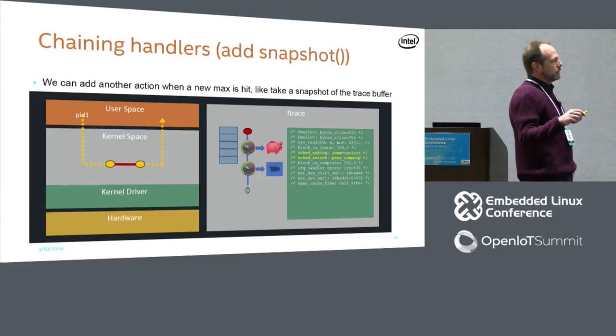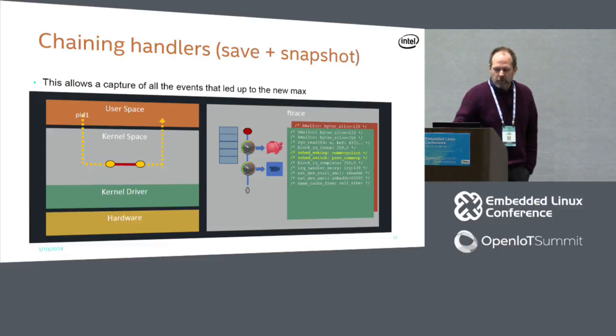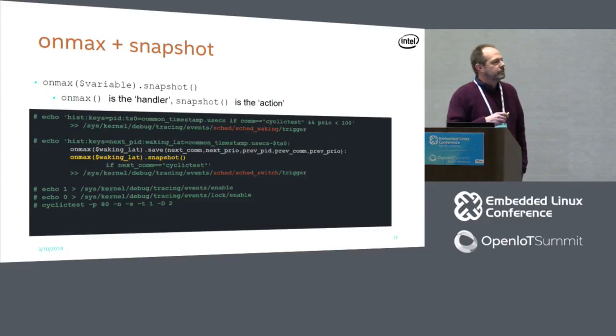So the idea is that you're running your workload and you enable a bunch of events that are pertinent to your application, or basically all events in the system. And when you hit that maximum, in addition to saving the values it was told to, it also takes a snapshot. So then you can go look at the snapshot, and it'll give you a wealth of information.